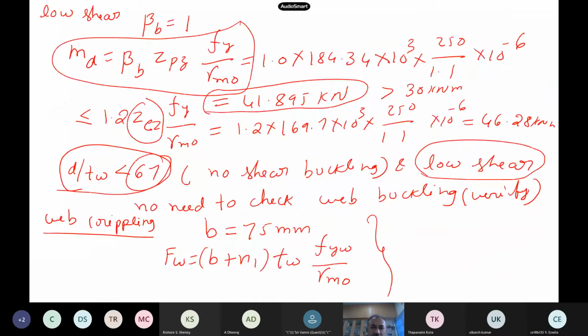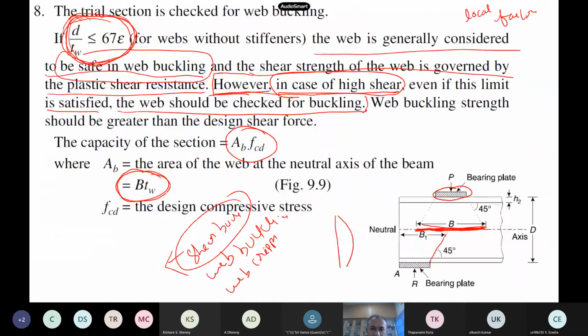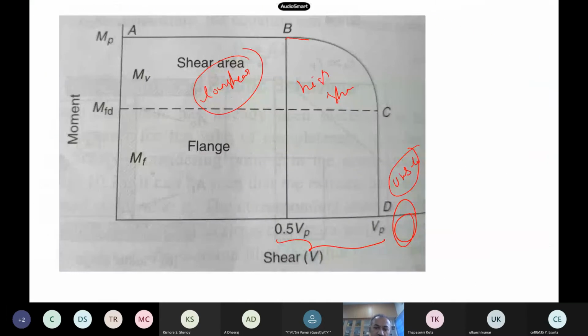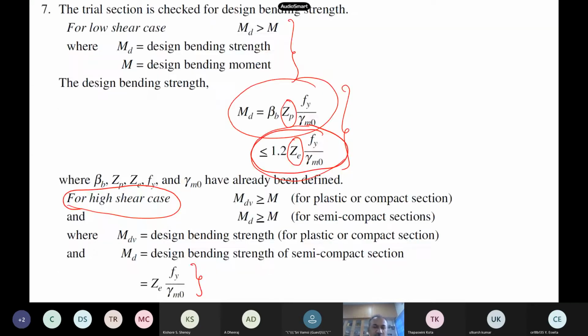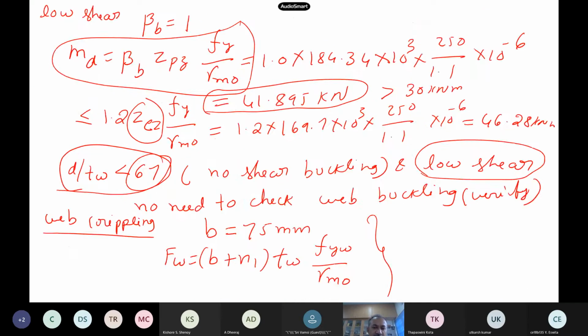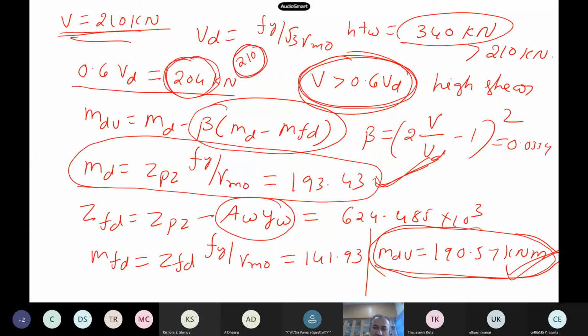It is marginal actually. If you see this curve, 0.6 times Vp is somewhere here, and the shear force of 210 is only slightly above it, so the decrease will be very small. That's why we got 190 and then 193. This is a very small reduction in the bending capacity of the beam.